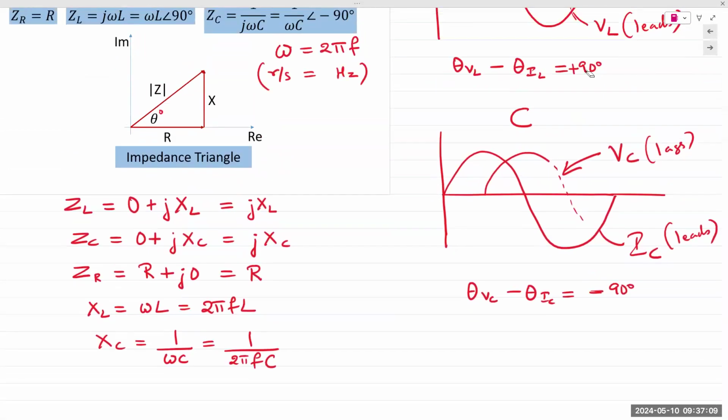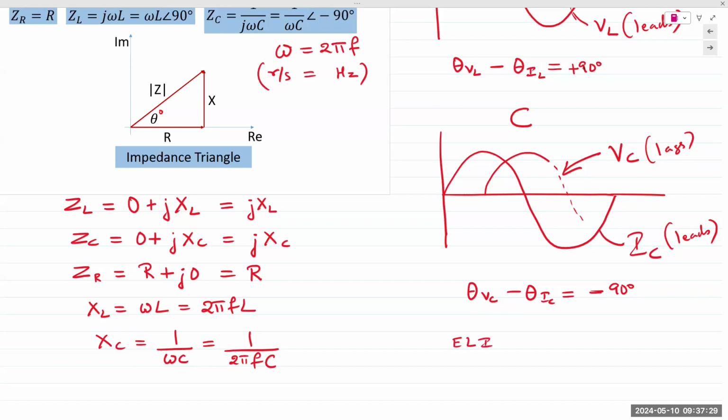This is going to be important. The phase difference between a capacitor and an inductor. Okay, if you take any inductor, the phase difference between its voltage and its current, it's always plus 90. For a capacitor, it's always minus 90. There's a mnemonic that will help you remember that.